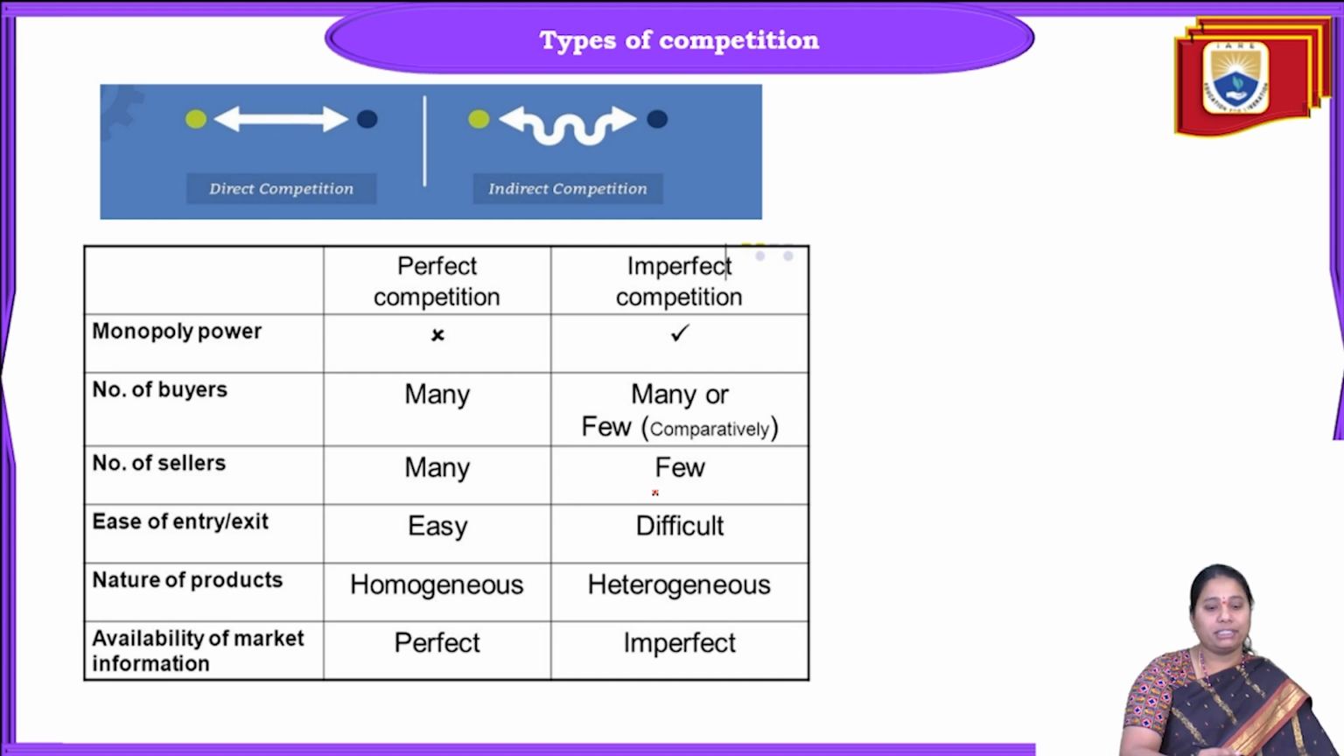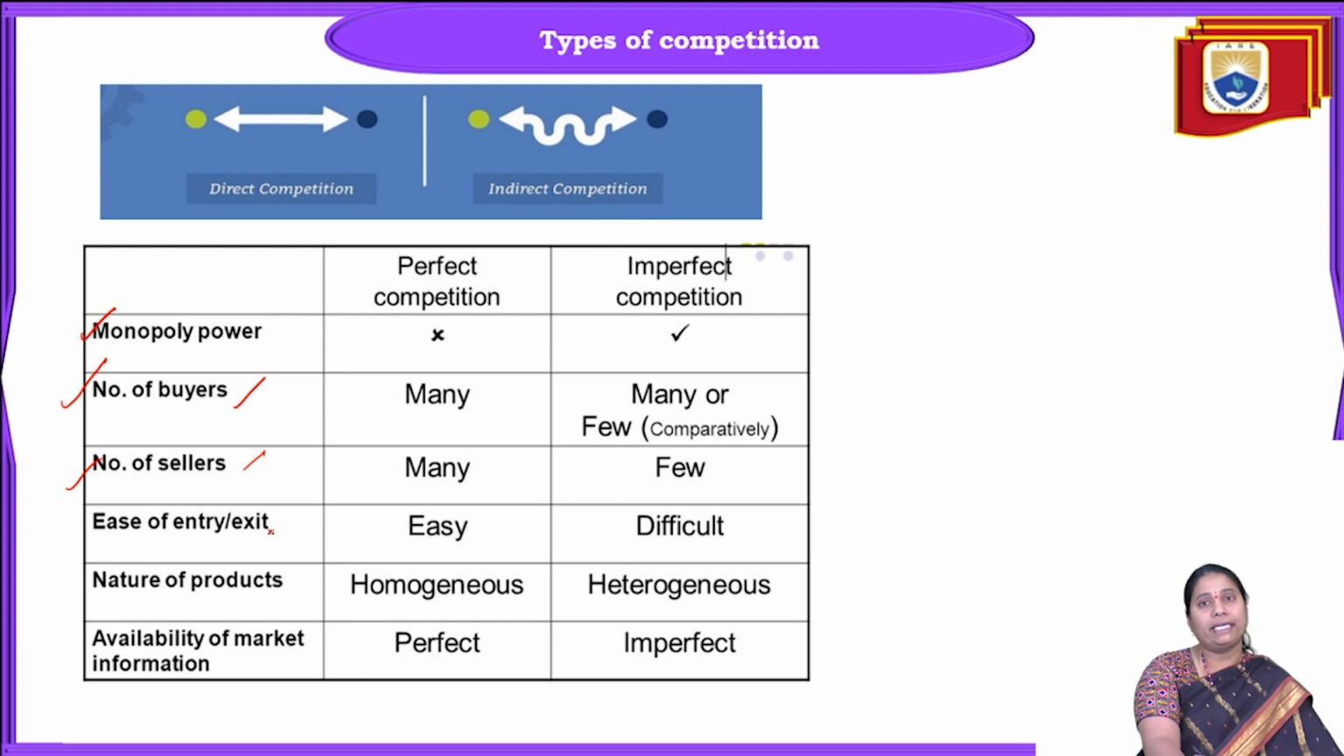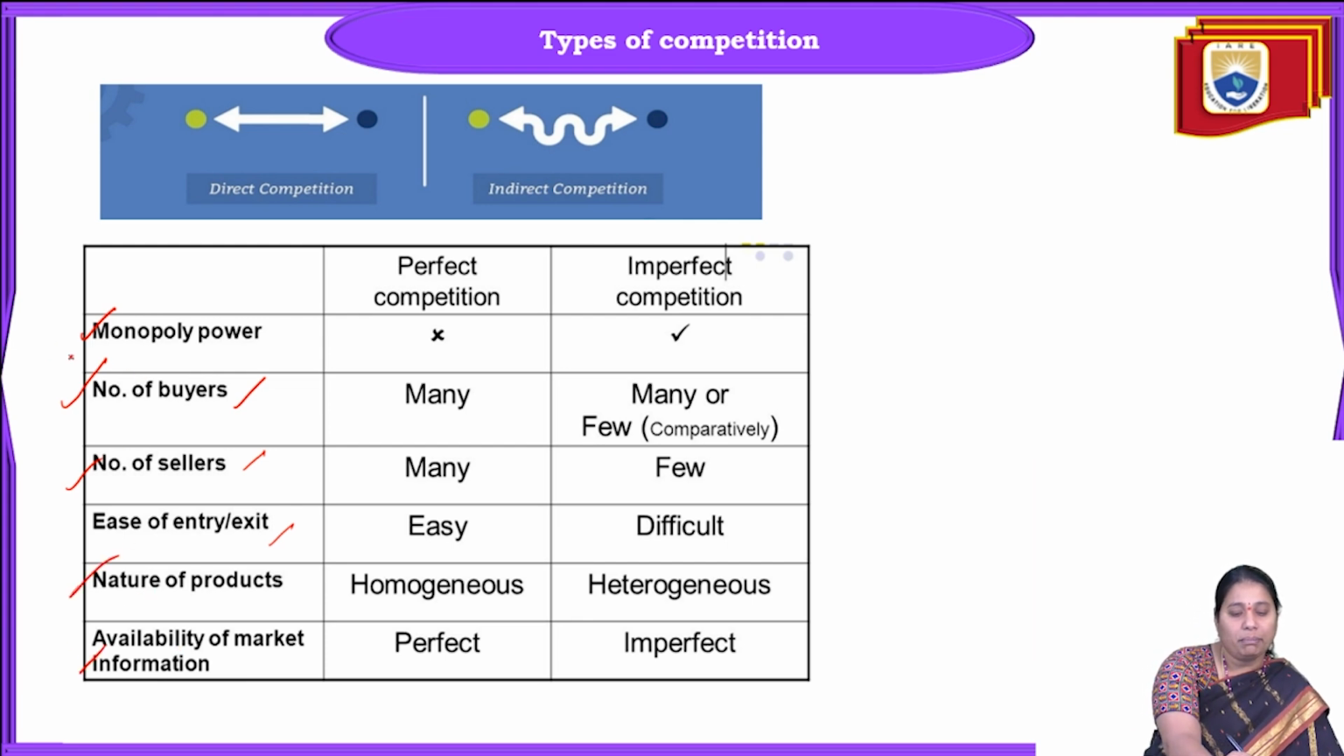And these are called the market structure attributes: the number of buyers, the number of sellers, entry and exit strategies, the nature of the products, and the availability of market information. All these are called market structure attributes, or elements.